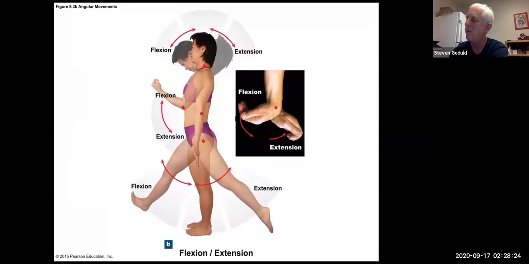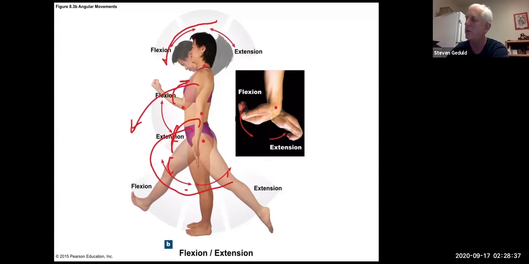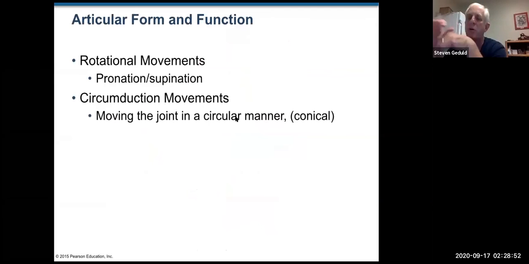Okay, flexing decreases the angle. Flexing decreases this angle right here. Extension increases this angle. You'd extend this arm, this would increase. And take your head and go back, you increase the angle between your chin and your thorax. Okay, so flexing, decreasing the angle between two bones. Extension, increasing the angle between the two bones.